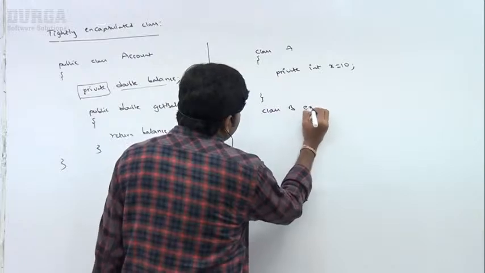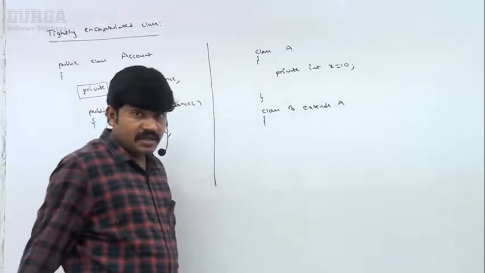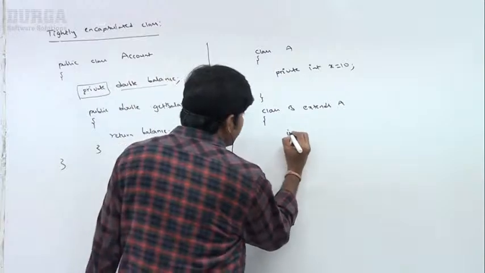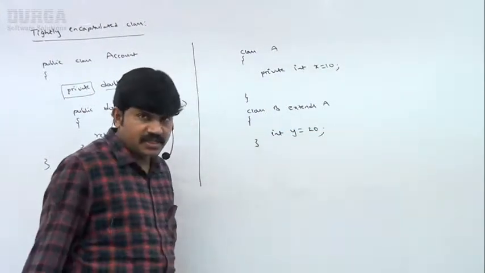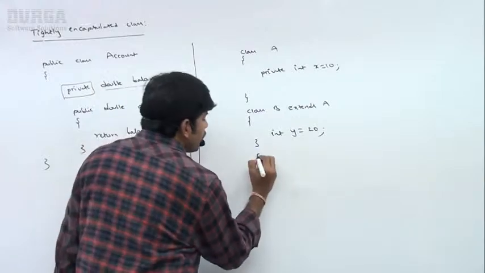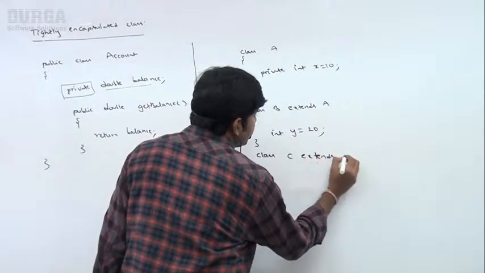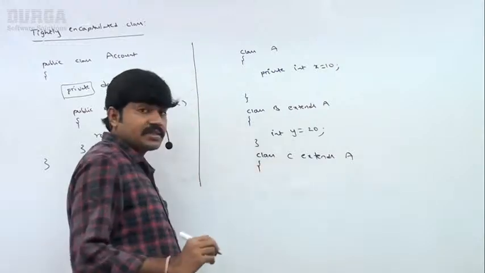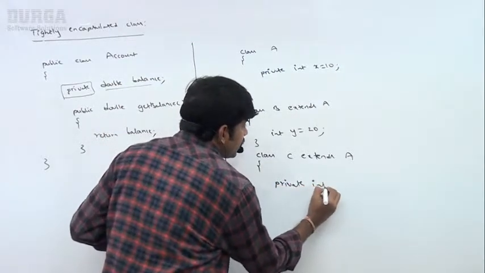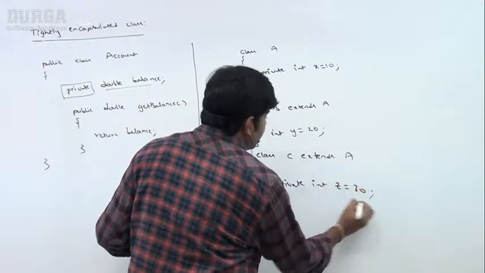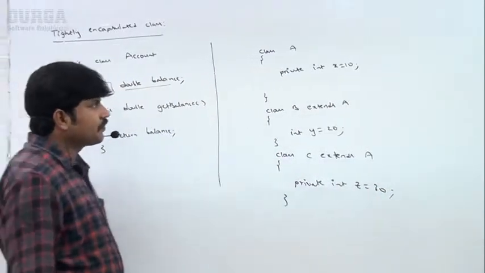Class B extends A, int y is equal to 20. Class C extends A, private int z is equal to 30, like this, right?